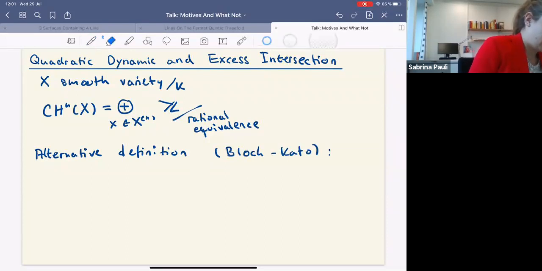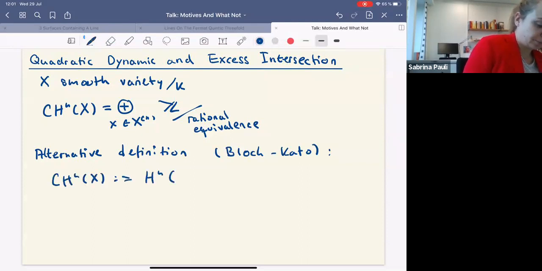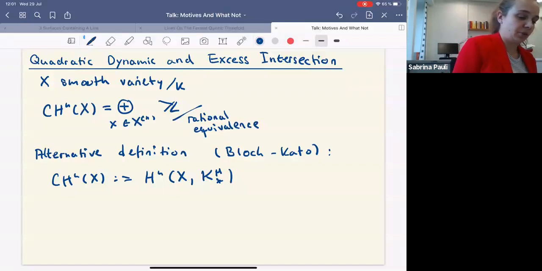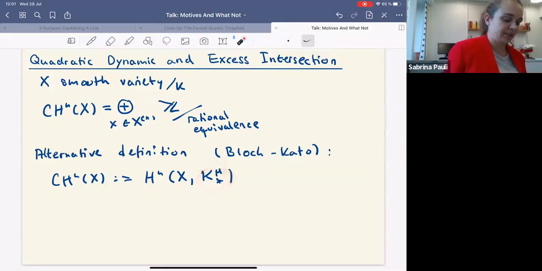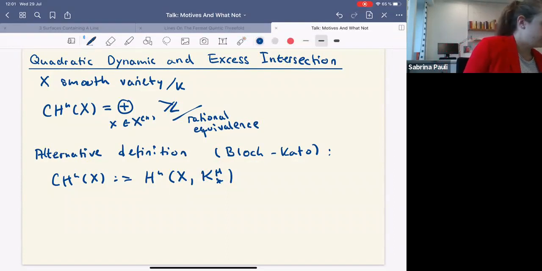You can define this nth Chow group as the cohomology of X in the Milnor K-theory sheaf. I don't want to go into details of what this is, but this is the motivation for the following definition. So let me define the oriented Chow ring.